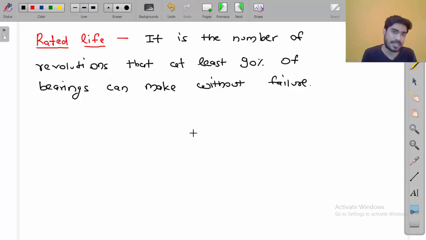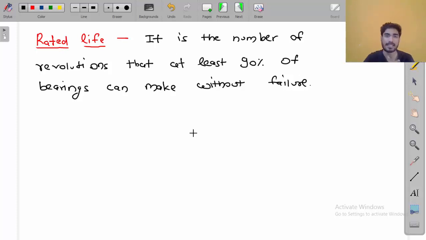Now, it is not necessary that, let's say you are saying that the life is 100 million revolutions, every bearing out of those 100 will have 100 million revolutions, right? I have manufactured 100 bearings and I am telling you that the life of these bearings is 100 million revolutions. It is not necessary that every bearing will have that life, right? So if the number of revolutions is made by at least 90% of the bearings, then I will say that this life is the rated life.